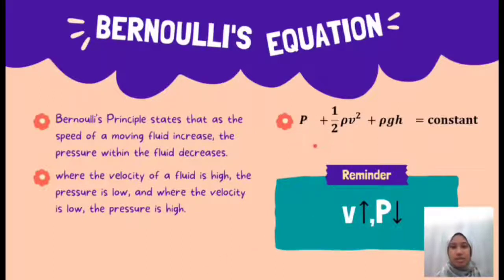This is Bernoulli's equation. The equation states that the sum of these three terms remains constant along a streamline, where P is pressure exerted by the fluid, V is the velocity of the fluid, rho is the density, h is elevation, and g is gravitational acceleration. Bernoulli's equation can be considered a statement of the conservation of energy. It says that along a streamline, the sum of the pressure energy, kinetic energy, and potential energy remains constant.